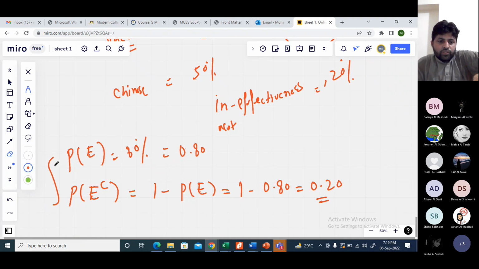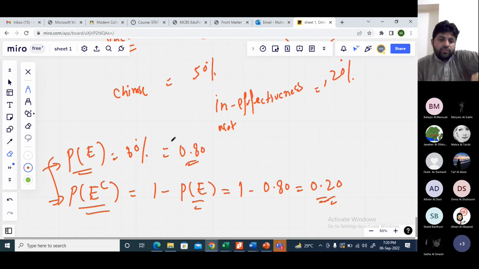Yes. So this is the event and this is the complement. Complement is basically the reverse probability. And how do we calculate the reverse? Just 1 minus the original one. The reverse of 80% is 20%. The reverse of 20% is 80%.